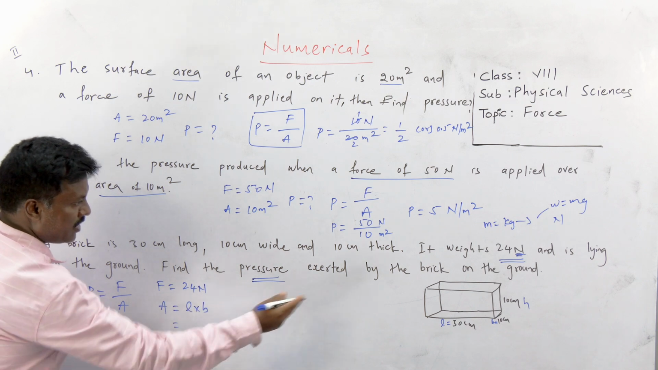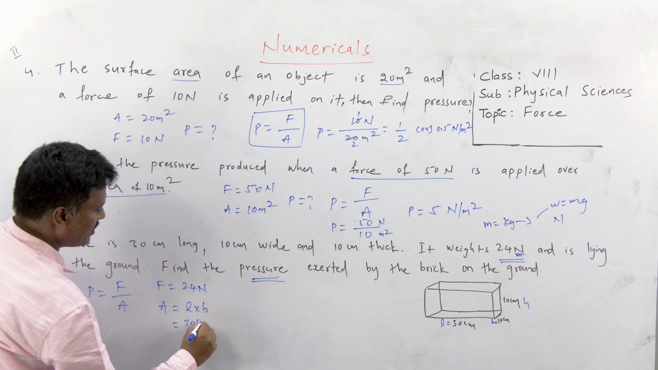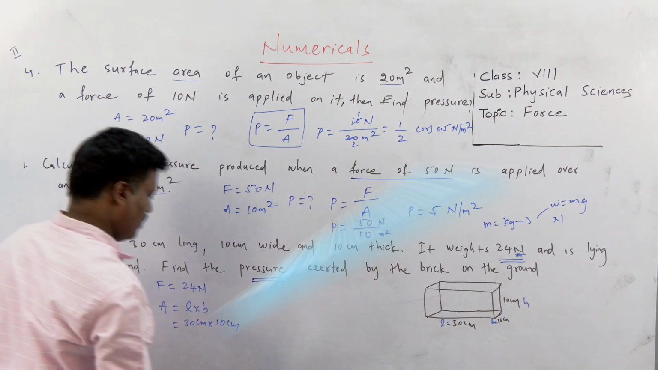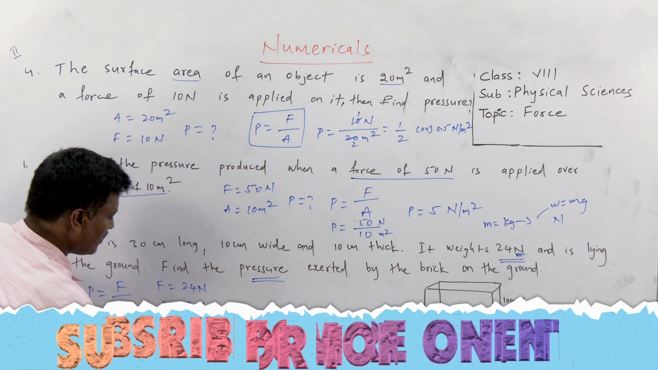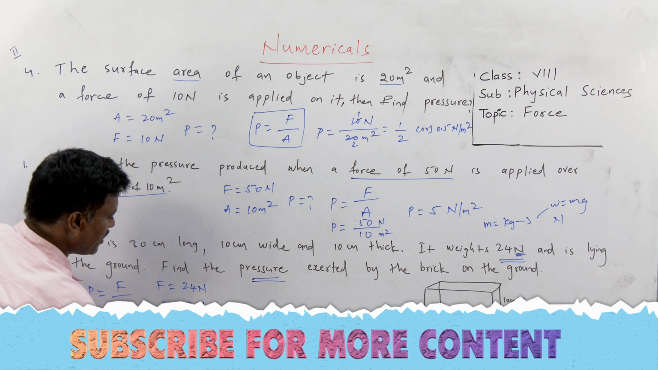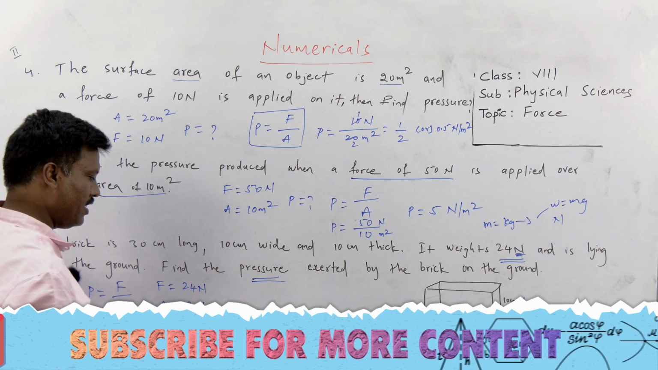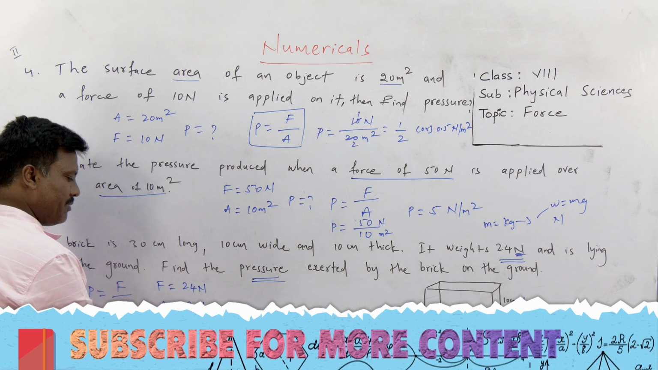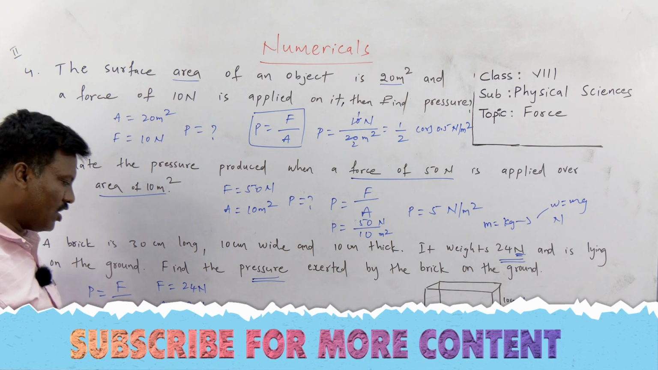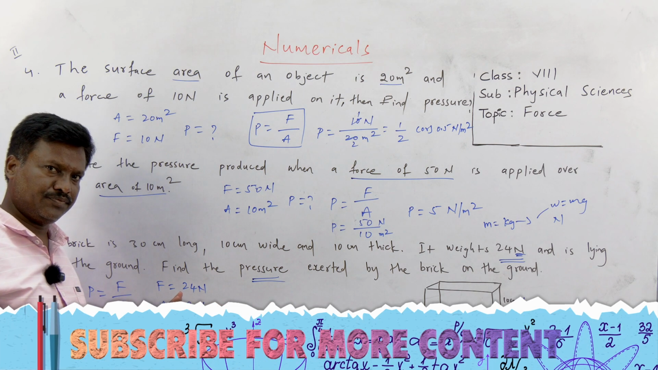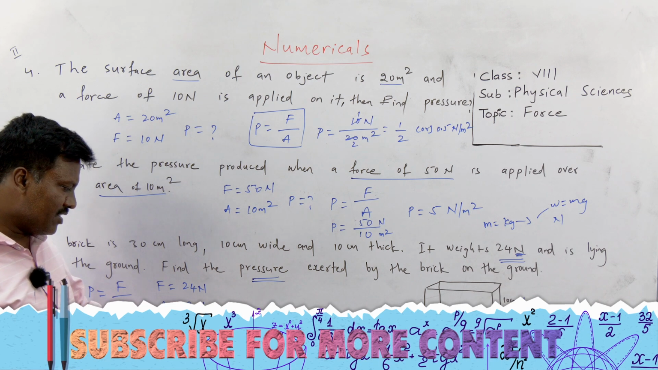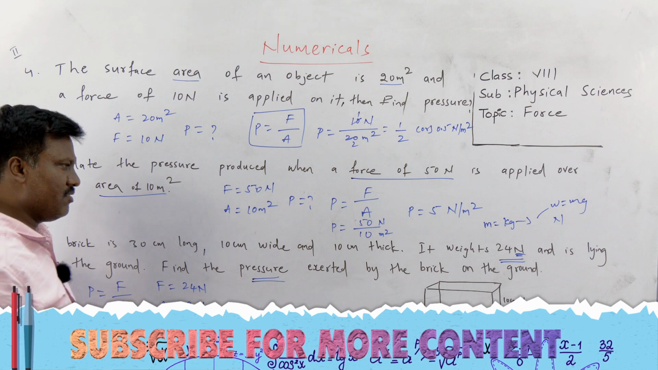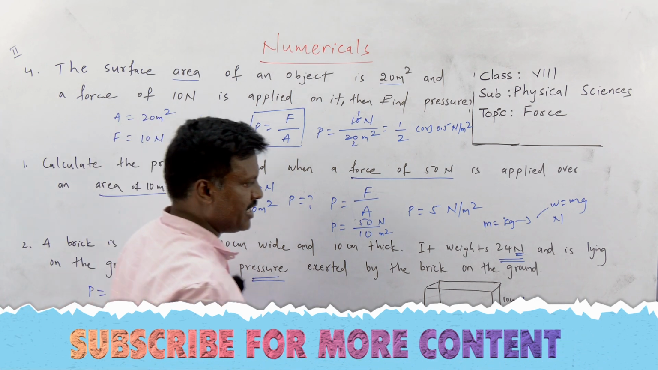Length how much? 30 centimeters. Breadth how much? 10 centimeters. This is length and this is breadth, okay. 30 into 10, 300. Centimeter into centimeter, centimeter square. Okay, but here Newton is the SI unit, centimeter square is the CGS unit. We can't solve this problem this way. We have to convert this centimeter square into meter square. What is the relation between meter square and centimeter square?